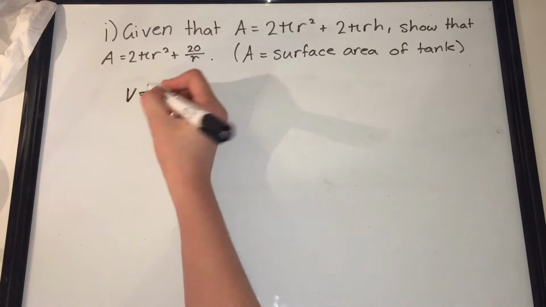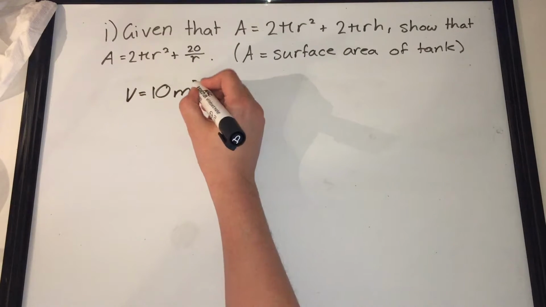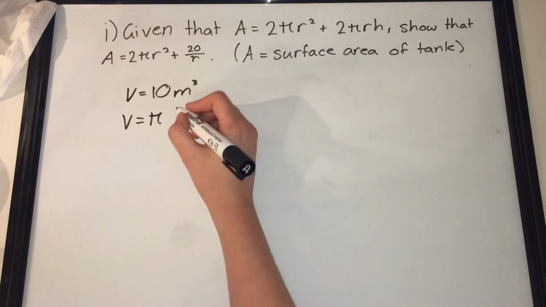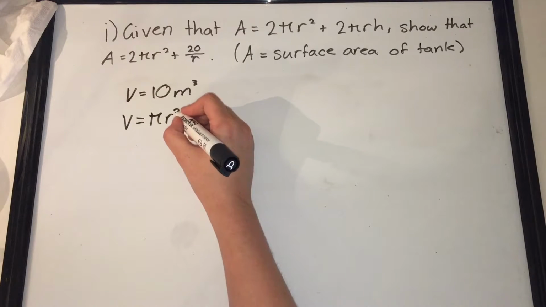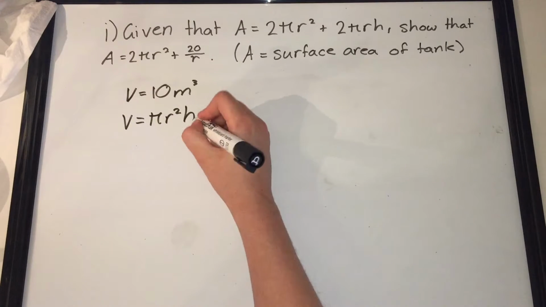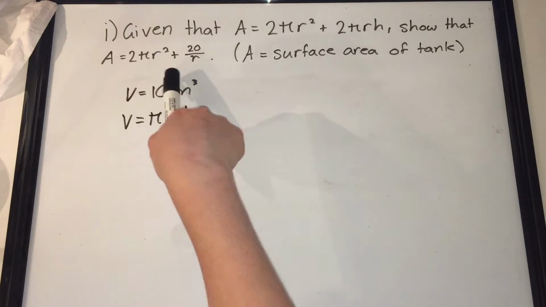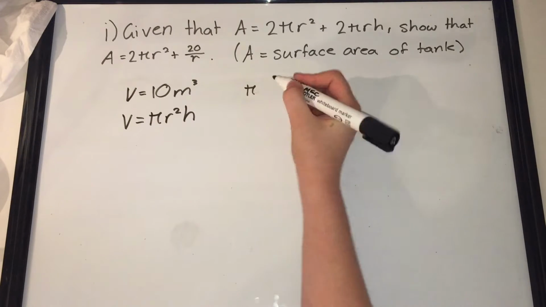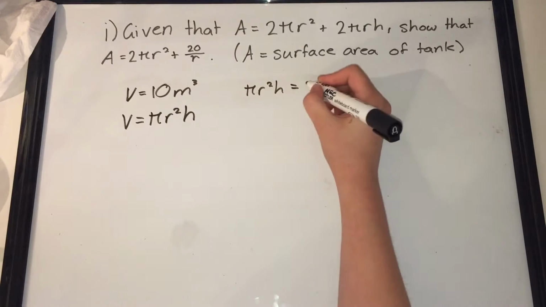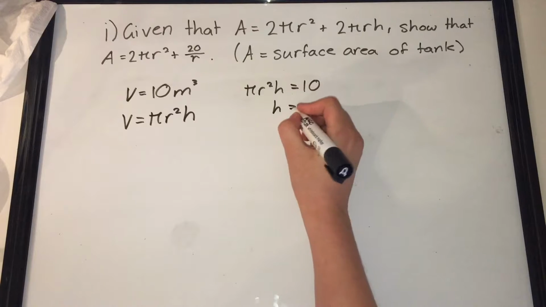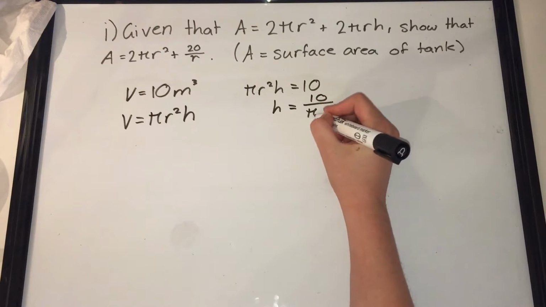It's given in the question that volume is 10 meters cubed. The formula for volume is pi r squared h. This is the area of the circle times the height. From there, we will relate the volume together. So pi r squared h equals 10. We're going to get h out the front so we can get rid of h in the original formula.